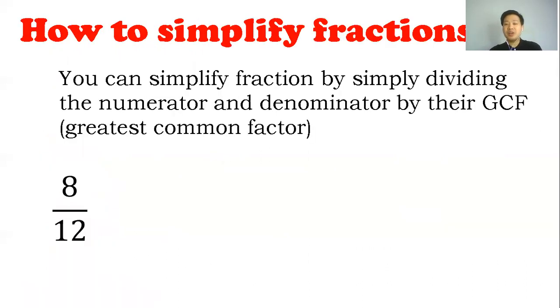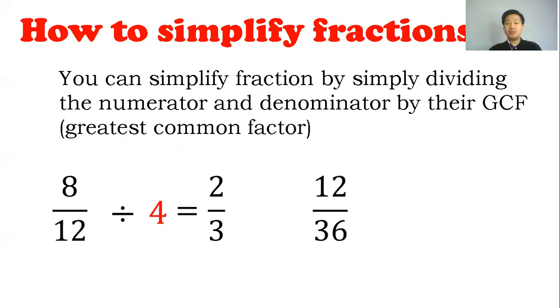Now, how to simplify a fraction? You can simplify a fraction by simply dividing the numerator and the denominator by the GCF, what we call the greatest common factor. Now, 8 over 12. What is the GCF of 8 and 12? It's 4. So we will divide the numerator and the denominator by 4. 8 divided by 4 is 2, and 12 divided by 4 is 3. So 8 over 12 in simplest form is 2 over 3.